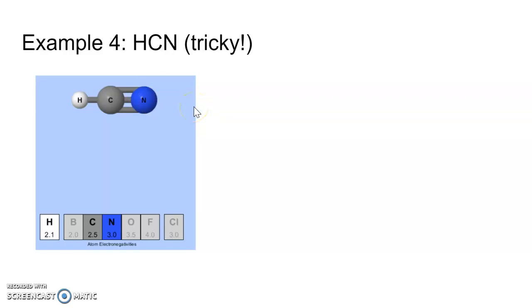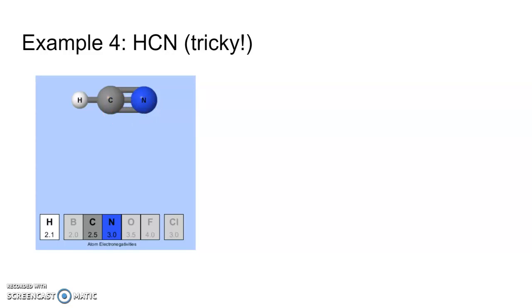All right, so remember, we have to consider: are there polar bonds here? Now, if we are being really strict about our guidelines, technically, we know already that H to C is 0.4. That's under our nonpolar. But if we're looking at C to N, it's at 0.5. Remembering that there's a lone pair on the nitrogen, that pushes us more towards it being a slightly polar bond. As I said, this is tricky.